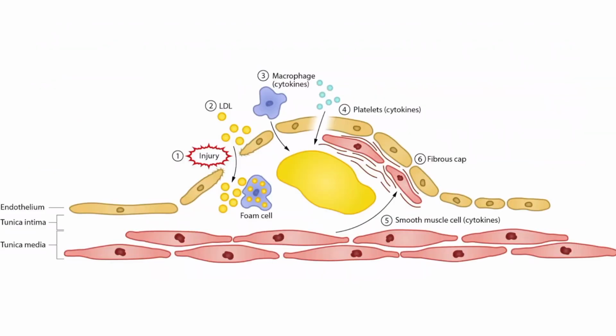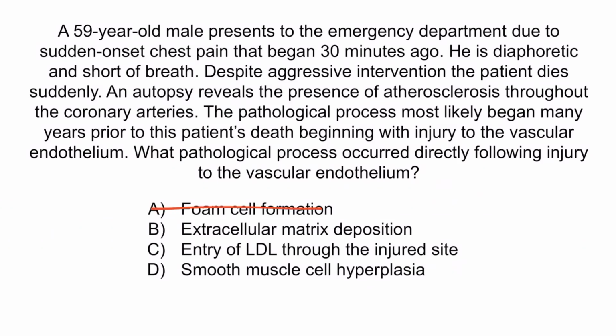From this image, recall that injury is the first step, followed by LDL entering through the injured site. A, B, and D are all incorrect because these steps happen later and did not directly follow injury to the vascular endothelium. So again, the correct answer is C, entry of LDL through the injured site. And that concludes this section.